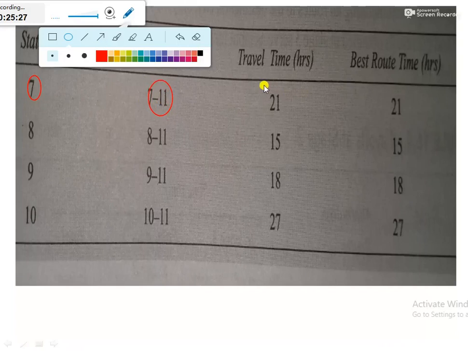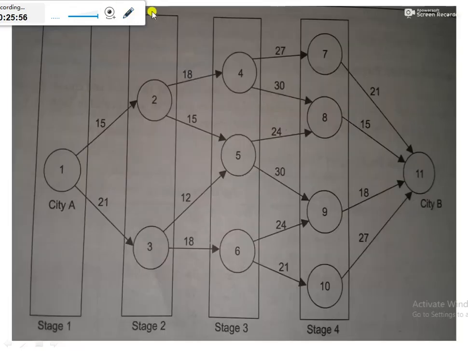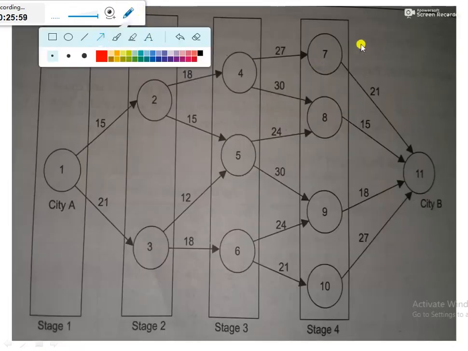The travel time between 7 and 11 is 21 hours, and the total time would be 21 hours from 7 to 11. Similarly, from 8 to 11 the time taken would be 15 hours, from point 9 to 11 the time would be 18 hours, and from 10 to 11 the time taken would be 27 hours. After reaching point 7, the traveler has only one option, that is 7 to 11, and it will take 21 hours to reach the destination city.